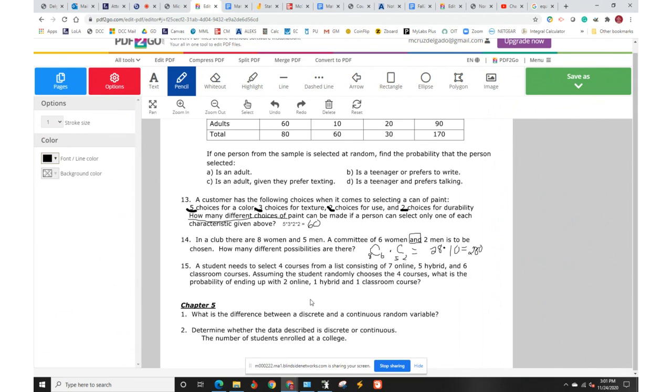Oh boy, let's see. Do this last one, I guess. The student needs to select 4 courses from a list consisting of 7 online, 5 hybrid, 6 classroom courses. Assuming the student randomly chooses the 4 courses, what's the probability of ending up with 2 online? So there's how many? 12, 18 courses.